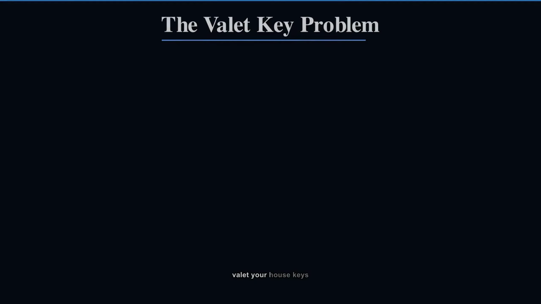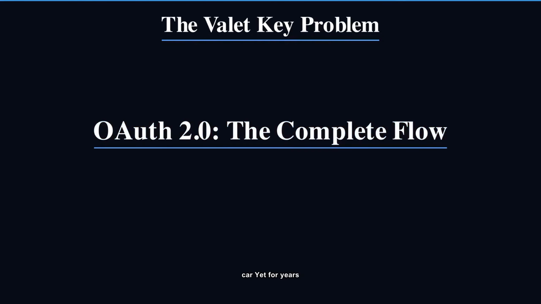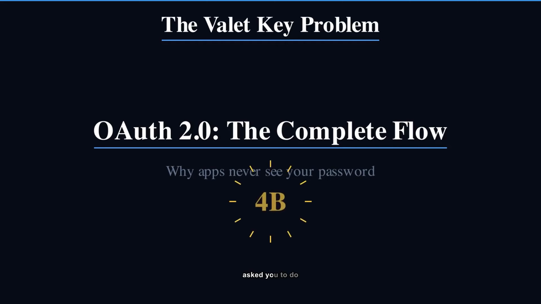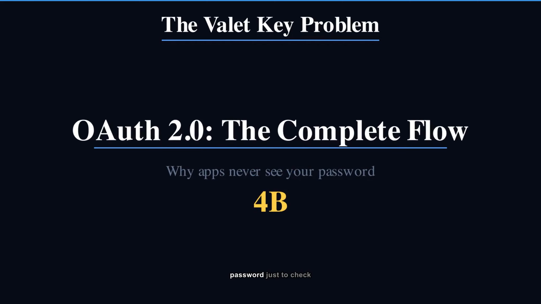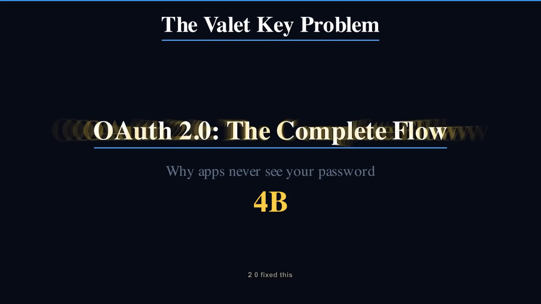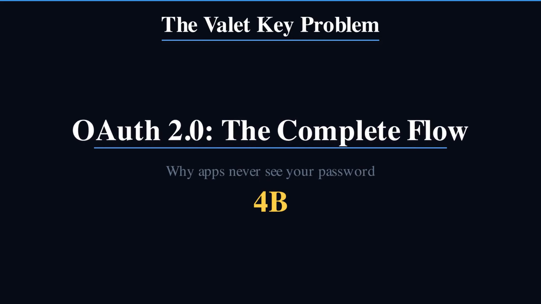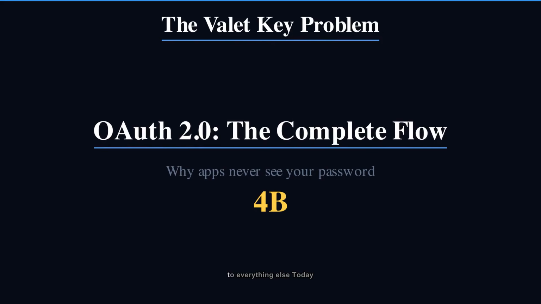You wouldn't hand a valet your house keys just to park a car. Yet for years, that's exactly what apps asked you to do. Give up your GitHub password just to check your commit history. OAuth 2.0 fixed this with a valet key. Full access to do the job, zero access to everything else. Today, 4 billion logins run on this idea.